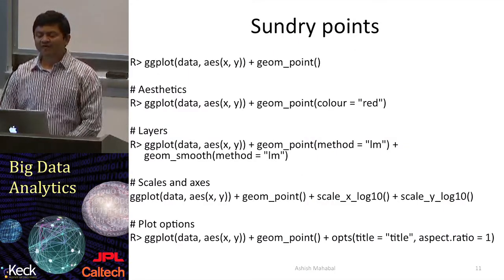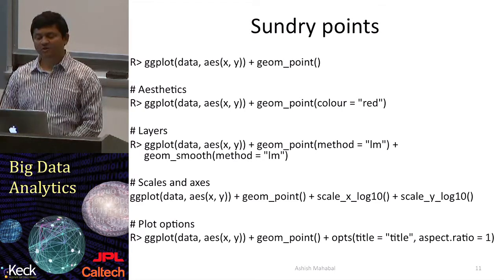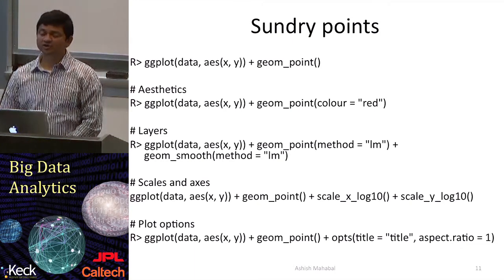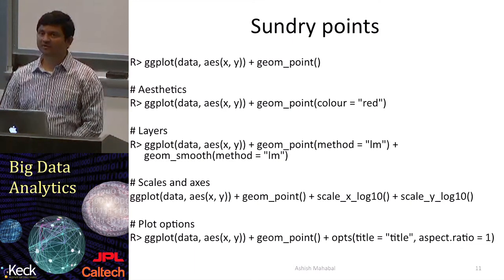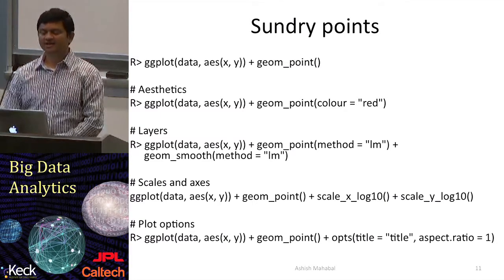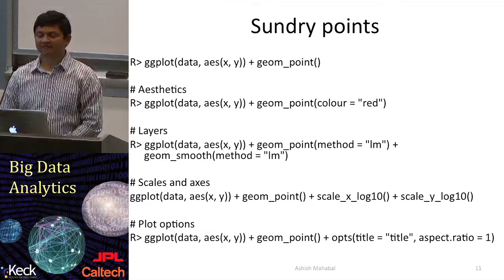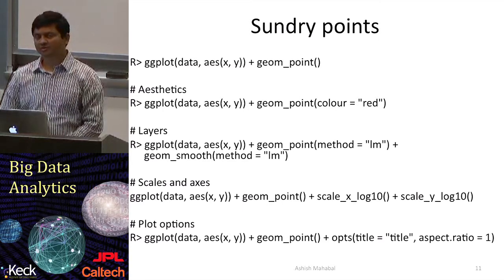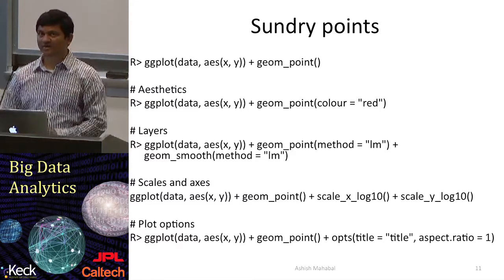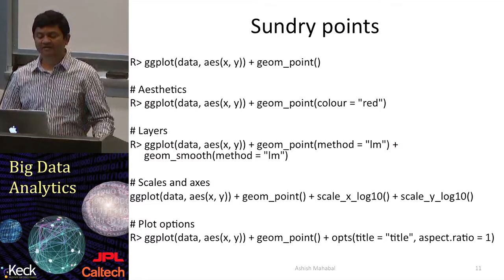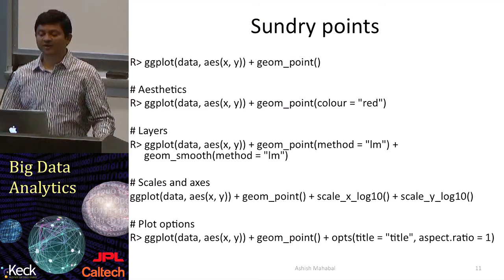So some additional points. You can have the ggplot with geom point, as we saw. When you want to add aesthetics, you can give that as arguments to the geom point too. So if you say geom point color equal to red, then the points are going to be plotted as red. Similarly, in the layers, you can have various smoothing things. So here I've shown that for the point method also, you can provide method equal to lm as your layer, and then smoothing can also be done in addition to that.